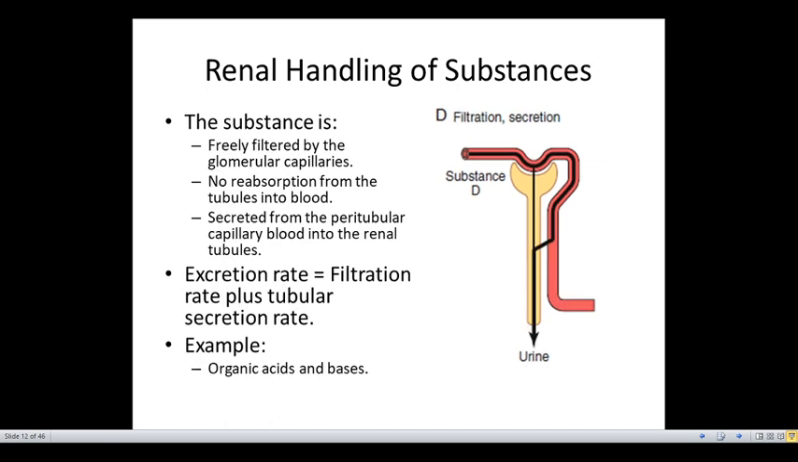The fourth scenario is when the substance is freely filtered by the glomerular capillaries, there is no reabsorption from the tubules into the blood. Rather, the substance is secreted from the peritubular capillary blood into the renal tubules, in addition to what was first freely filtered. Therefore, the excretion rate in this case is equal to filtration rate plus the tubular secretion rate. An example is the organic acids and bases.